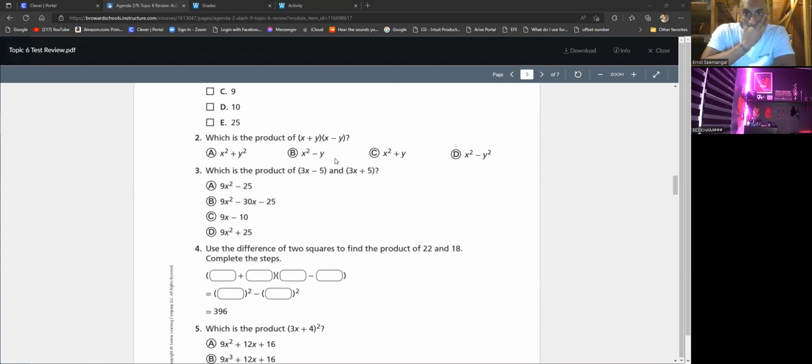I don't know this one. Set up the box. If you need to set up the box, set up the box. Dude, why can't I write? Or just foil it out, man. Foiling and doing the box is the same thing.